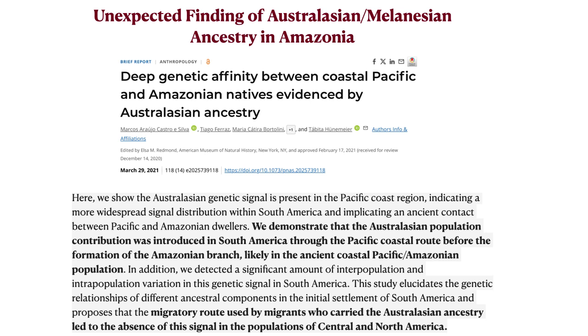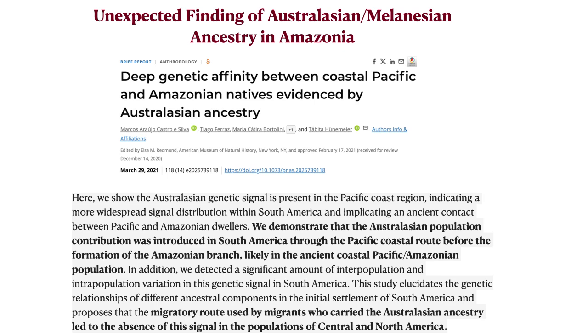So here's an article on this deep affinity between coastal Pacific and Amazonian natives, evidenced by Australasian, in other words, Australian Aboriginal or Papuan from New Guinea, or just that general area of the world.